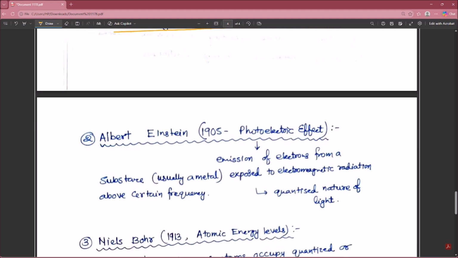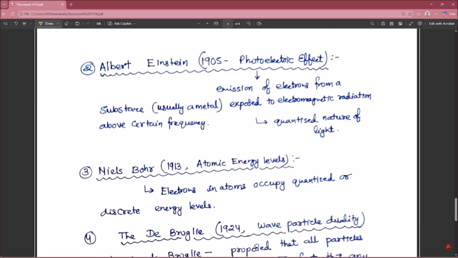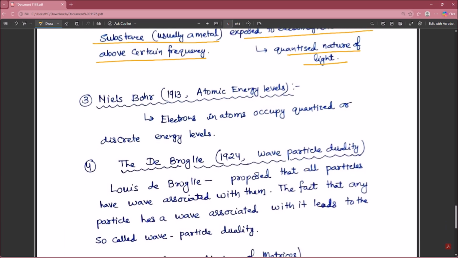Next one is Albert Einstein. In 1905, the photoelectric effect: he proposed the emission of electrons from a substance, usually metals, exposed to electromagnetic radiation above a certain frequency, and this phenomenon is called the photoelectric effect, and here the quantized nature of light is discovered. The third one is Niels Bohr. In 1913, atomic energy levels: electrons in atoms occupy quantized or discrete energy levels.